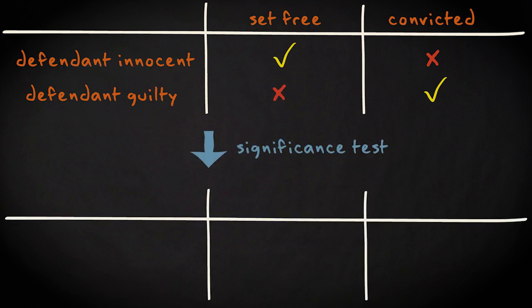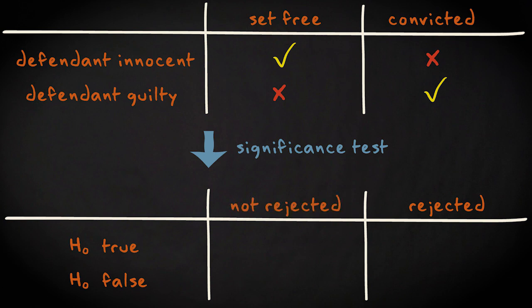This is exactly what might also happen if we conduct a significance test. The point of departure that the accused is innocent is analogous to the null hypothesis being true. And the situation where the defendant is guilty is the equivalent of the null hypothesis being false. Convicting the defendant is analogous to rejecting the null hypothesis, and setting him or her free is the equivalent of not rejecting the null hypothesis.